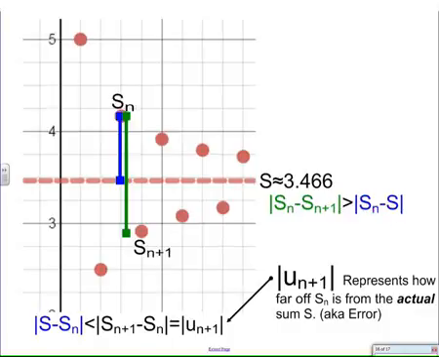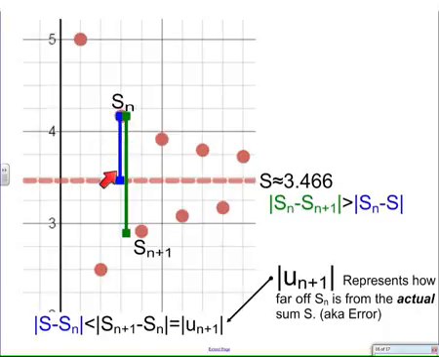And so what, you say? Well, here's the thing. If the difference between the actual sum and the nth sum is less than the difference between the n plus 1, or two consecutive sums, and we learned in an earlier video that the difference between two consecutive sums is always going to be the last term in the series, here we can now say that this u sub n plus 1 is going to represent how far off s sub n is from the actual sum s.